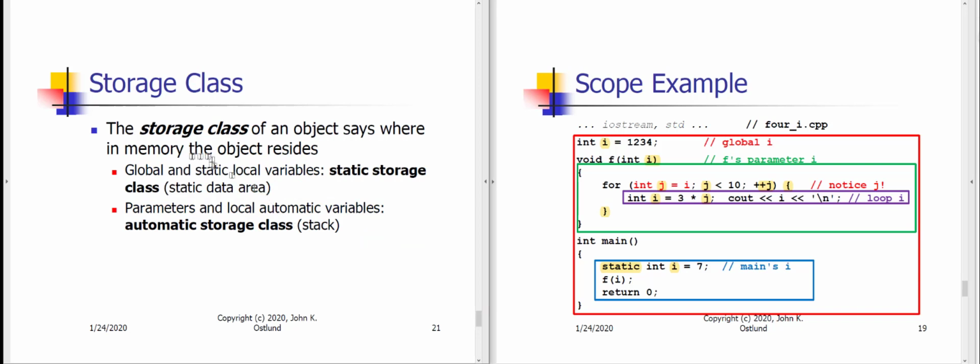The final attribute of variables that it's important to know about is what's called the storage class. And this simply indicates which region of memory the variable is stored in. Global variables and local static variables have static storage class and are stored in the static data area. Parameters and local automatic variables, on the other hand, which are stored in the stack, are referred to as having automatic storage class.